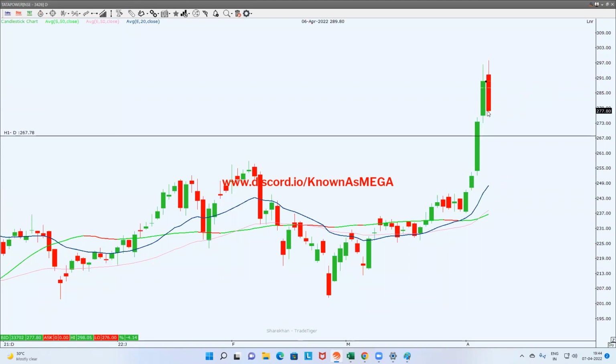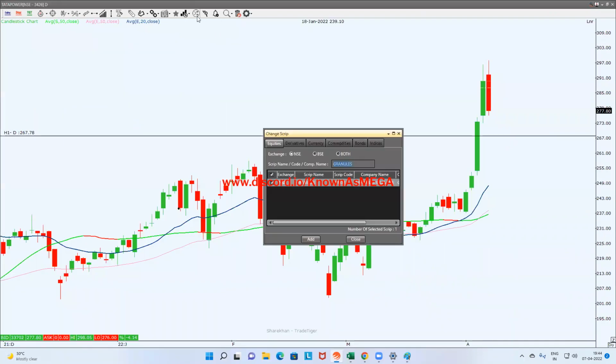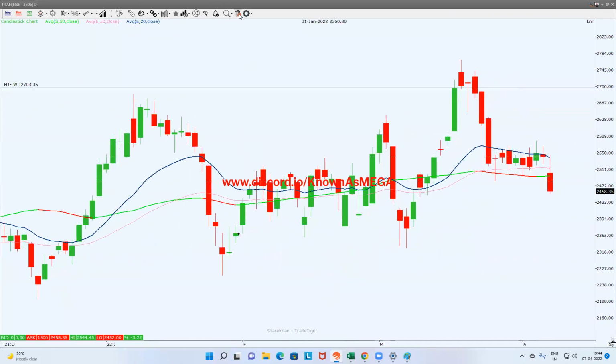So we can't mark a supply zone here because it is almost at its all-time high. So we'll pick some other stock. Somebody said Titan. Yeah, Titan will definitely have a supply zone. Okay, I'll delete all these lines.